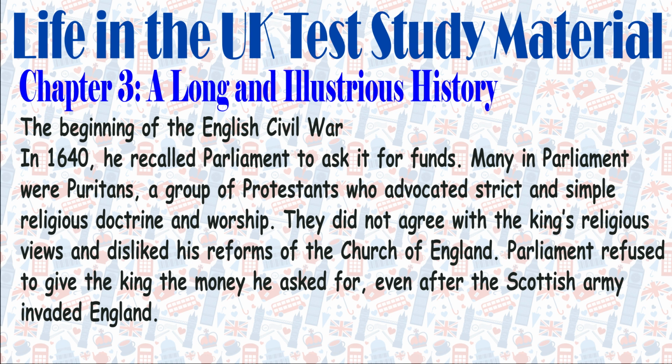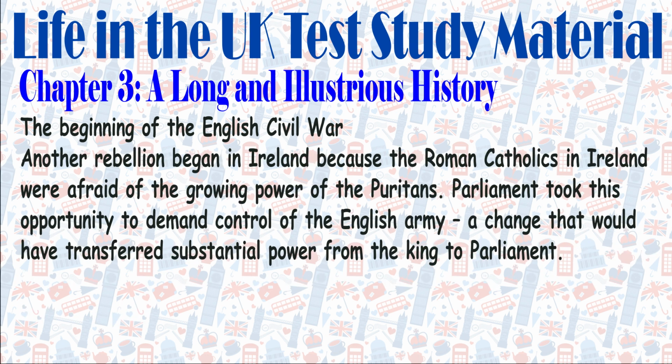Many in Parliament were Puritans, a group of Protestants who advocated strict and simple religious doctrine and worship. They did not agree with the king's religious views and disliked his reforms of the Church of England. Parliament refused to give the king the money he asked for, even after the Scottish army invaded England. Another rebellion began in Ireland because the Roman Catholics in Ireland were afraid of the growing power of the Puritans.